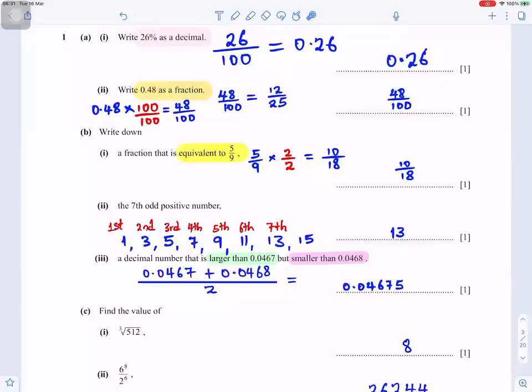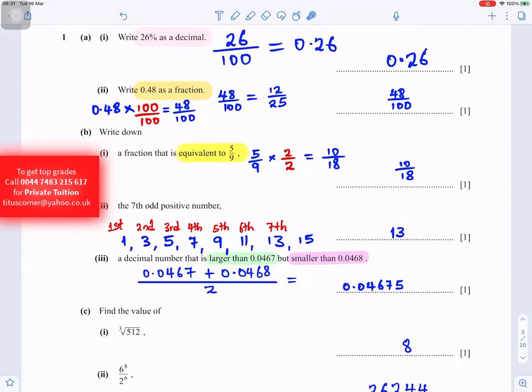Question 1A, write 26% as a decimal. To change to a decimal, you divide by 100. So 26 divided by 100 gives you 0.26.